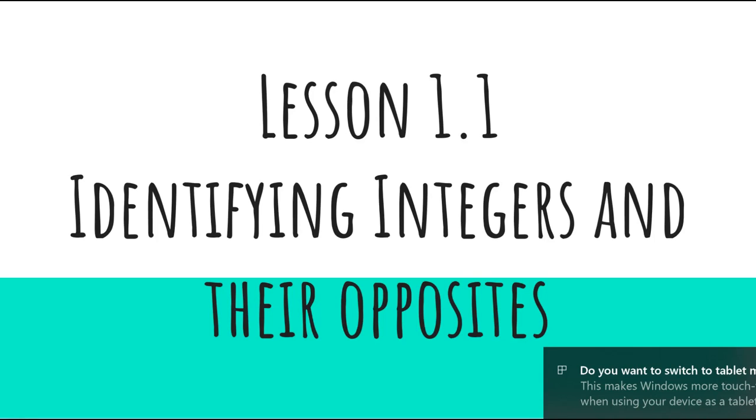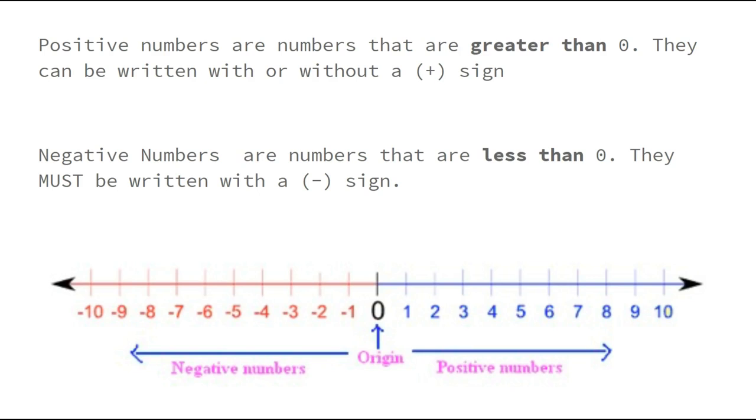Our first lesson is 1.1, identifying integers and their opposites. And that's just a more complicated way of saying we're going to work on positive and negative numbers. So this is the first time you've been exposed to negative numbers. In kindergarten through fifth grade, you've worked on only positive numbers.